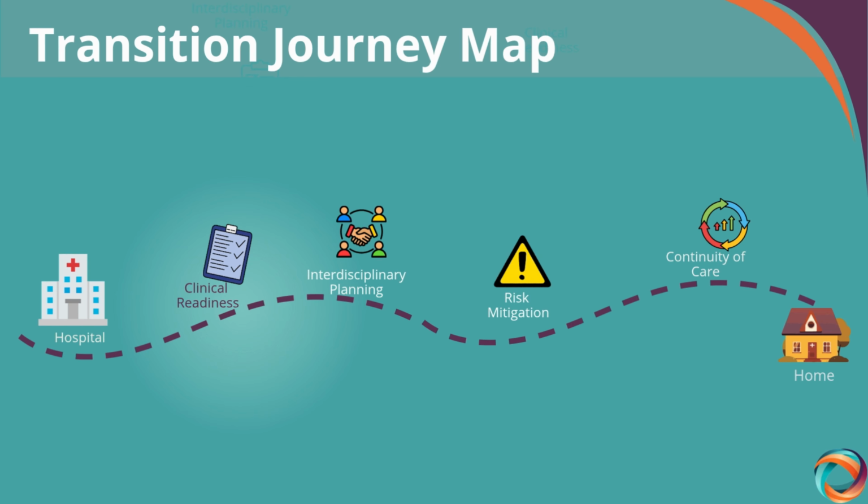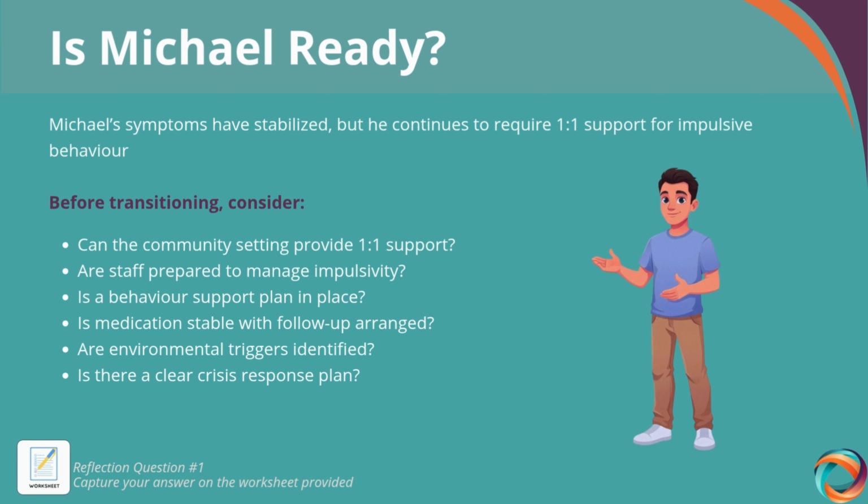Let's apply this to Michael. His symptoms have stabilized, but he continues to require one-to-one support for impulsive behavior. Is he ready for transition? Take a moment to consider what additional factors you would need to assess before making that decision.